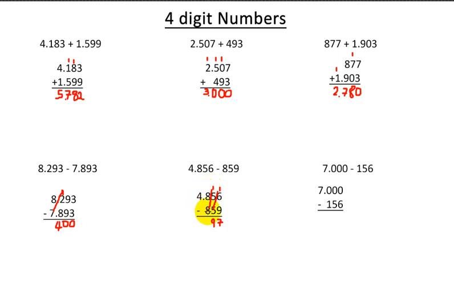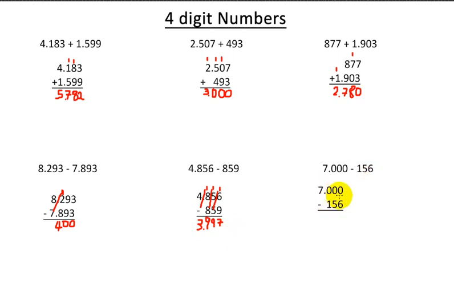8 take away 9. I can't do that, so again I borrow. 18 take away 9 makes 9. I return this here beneath the 4 where there's a 0 that I can't see. So I say 4 take away 1. 4 take away 1 makes 3. And I put the dot here. So my result is 3,997. Great.